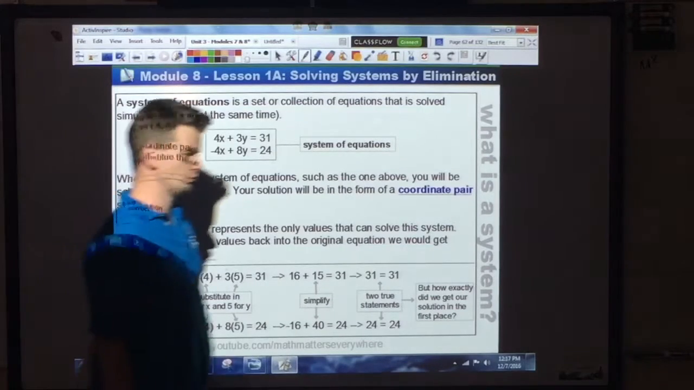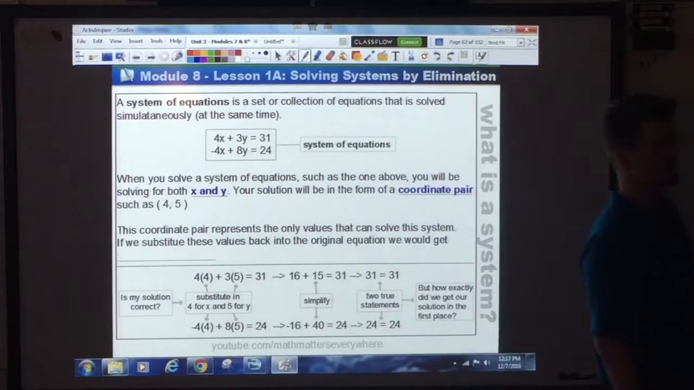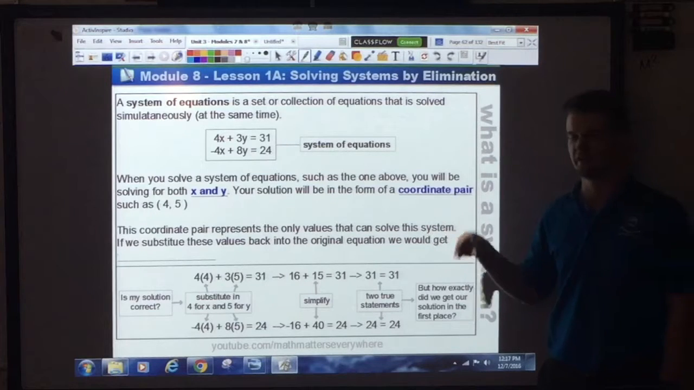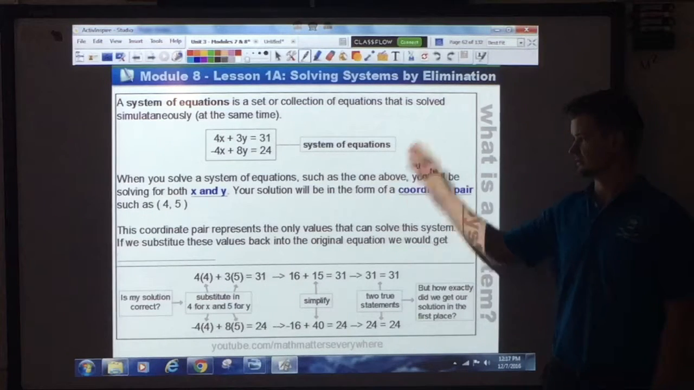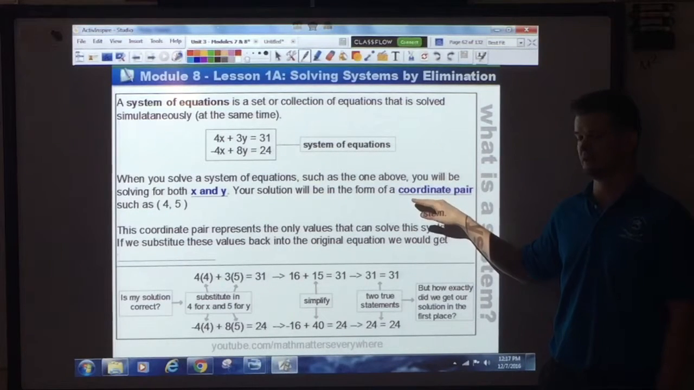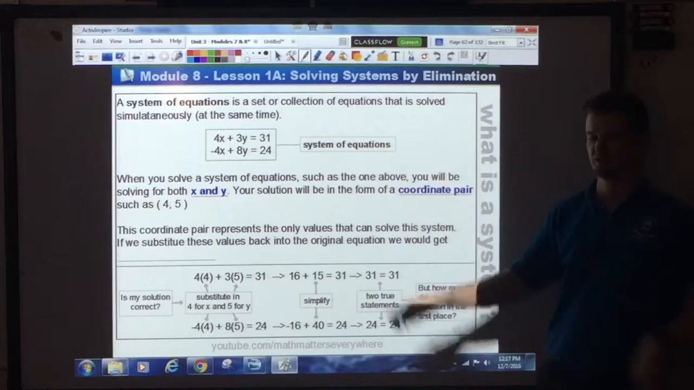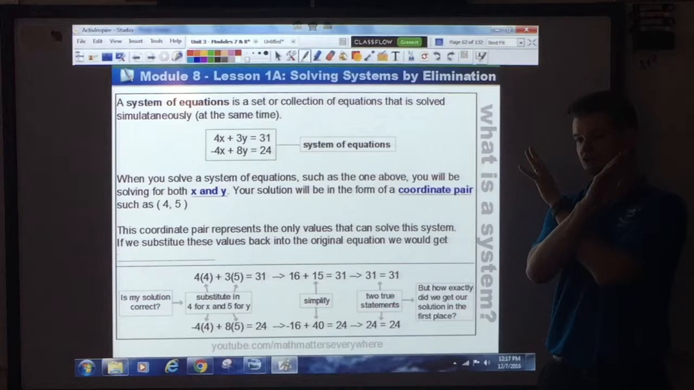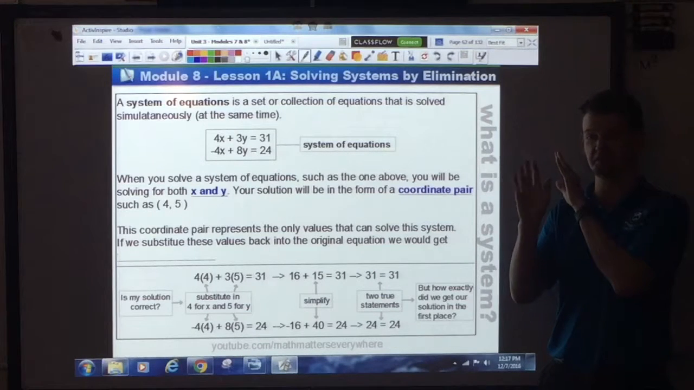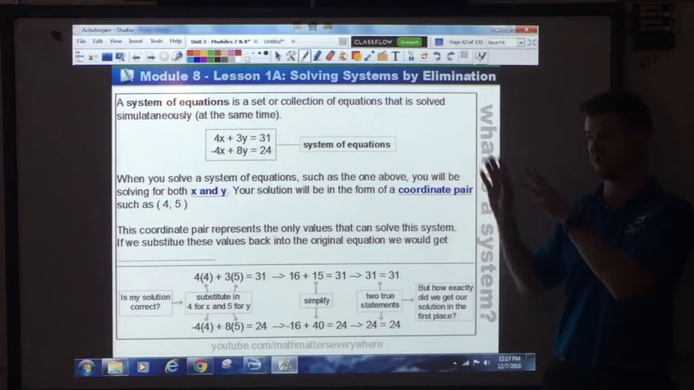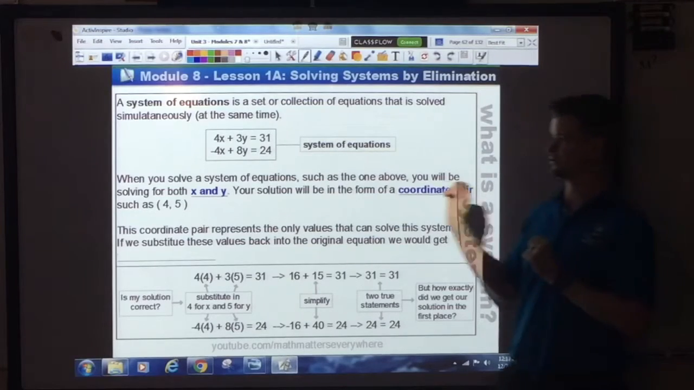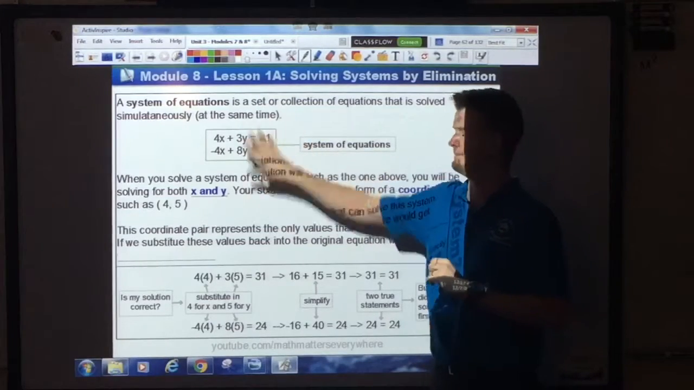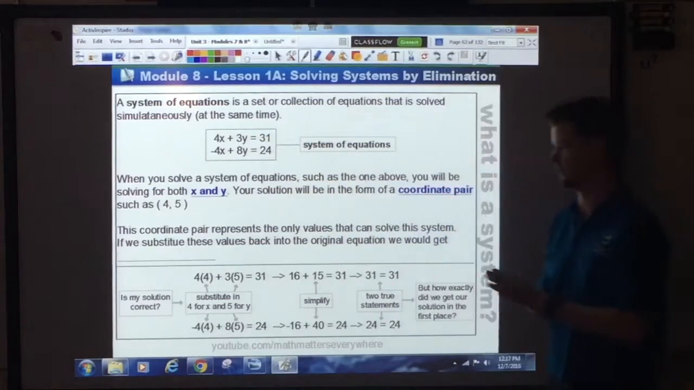Later on in the chapter, when we solve systems of equations by graphing, you're going to see where all of this goes. Every system of equations solution is a coordinate pair because it's actually the point where, if we graphed both of these equations, the two lines overlap each other. Now, that's later on when graphing. That's lesson 3. We'll get there and you'll understand more about it. Right now, let's just focus on how we turn this mess into a coordinate pair.